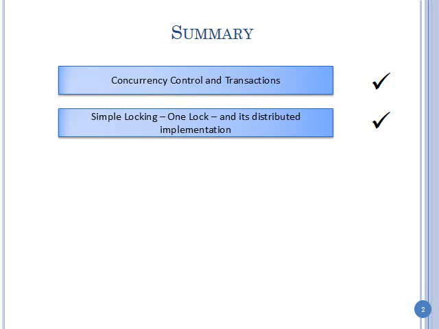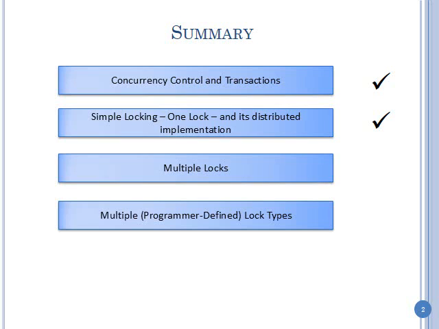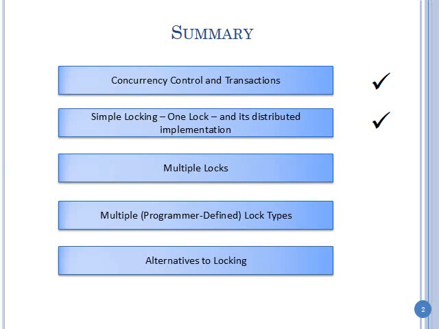And what's left? Multiple locks. Right? Maybe they raise some issues that single locks don't raise. Maybe multiple lock types. Okay. We'll see why we might need those. Alternatives to locking. Okay, I talked about optimistic locking, and I said that's an oxymoron, because when you're really optimistic, you don't do locking. So when you don't do locking, what exactly do you do? That's optimistic transactions.